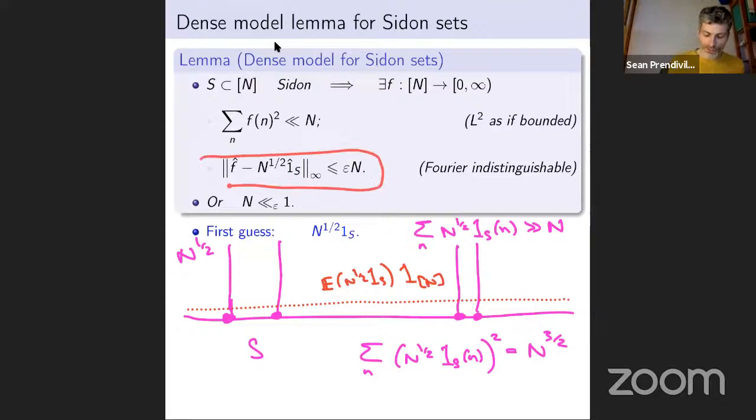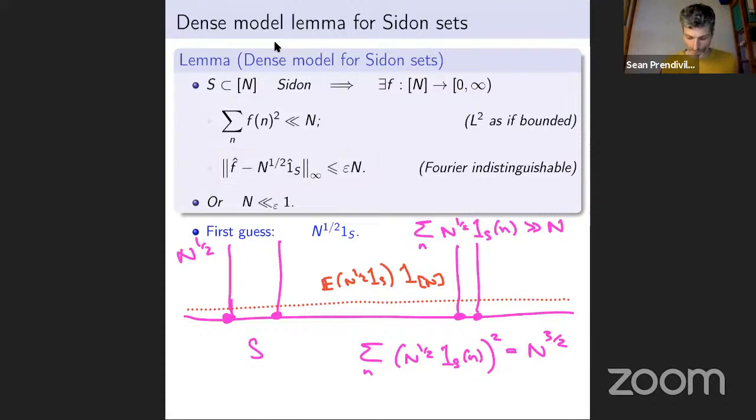But the problem is, its Fourier transform is nothing like the Fourier transform of the original set. So why is that? Well, if you remember, the Fourier transform of an interval is small everywhere, outside of a very small neighborhood of the zero frequency. But you can have a dense Sidon set which consists only of odd numbers. And it's worth having a think about how to construct that. So a dense Sidon set can consist solely of odd numbers or solely of even numbers. So you can have a Sidon set which has a very large Fourier transform at the frequency 1/2. And the Fourier transform of the interval has a very small Fourier transform at the frequency 1/2. So you definitely don't get this Fourier indistinguishability by just averaging your function.